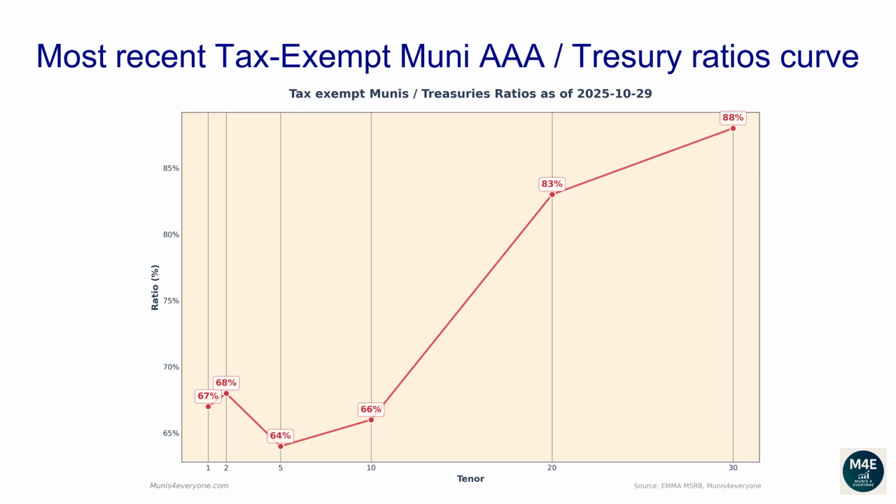The current one-year ratio is 67%. The 2 years ratio is 68%. The 5 years ratio is 64%. The 10 years ratio is 66%. The 20 years ratio is 83%. The 30 years ratio is 88%.